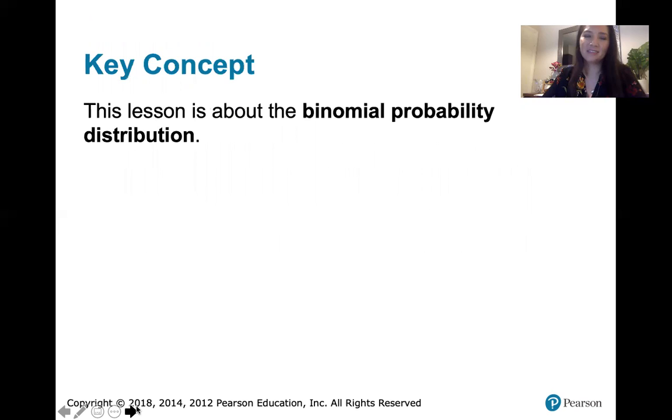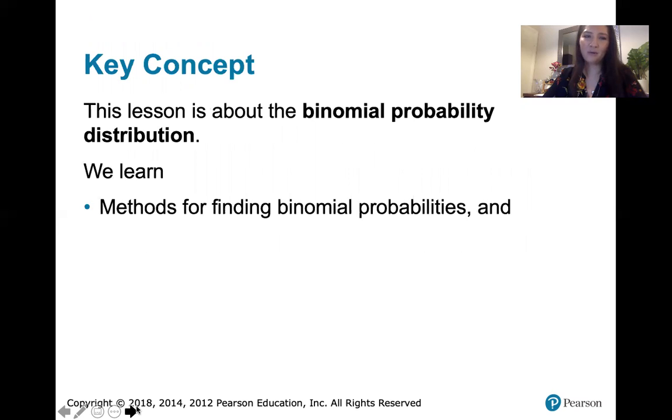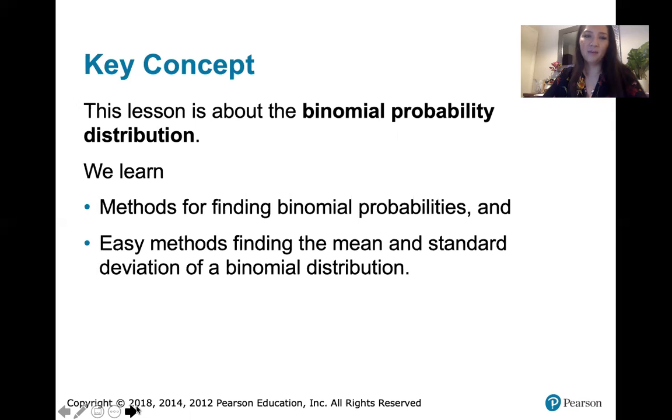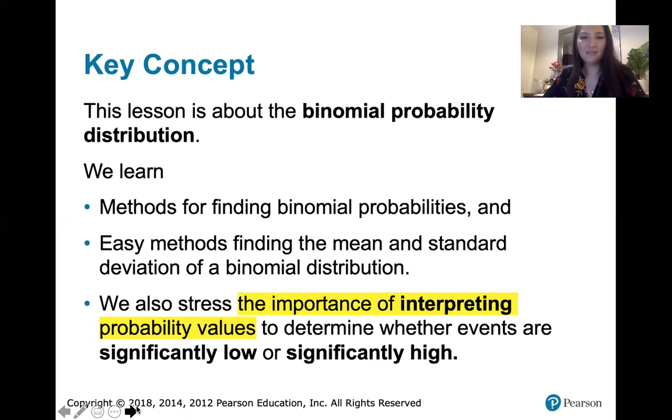So this lesson is really just about binomial probability distributions in general. Specifically, we're going to learn how to find binomial probabilities. We're going to learn some easy methods for calculating the mean and standard deviation. And then lastly, we're going to stress the importance of interpreting probability values to determine whether the events are significantly high or significantly low. And we're going to use 2 different methods for that. We're going to look at the range rule of thumb, and we're also going to use probabilities.